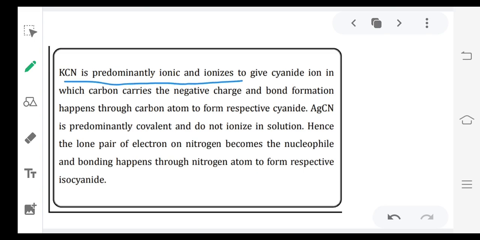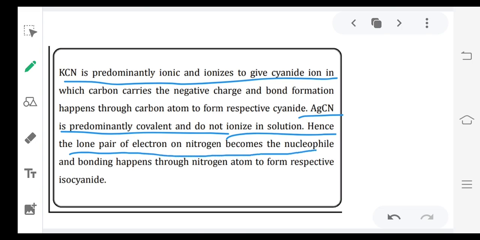KCN is predominantly ionic and ionizes to give cyanide ion. So cyanide ion can replace X minus there. But in case of AgCN, it's predominantly covalent and does not ionize in solution. Hence the lone pair of electrons on nitrogen becomes the nucleophile and bonding happens through the nitrogen atom to form the respective isocyanide.